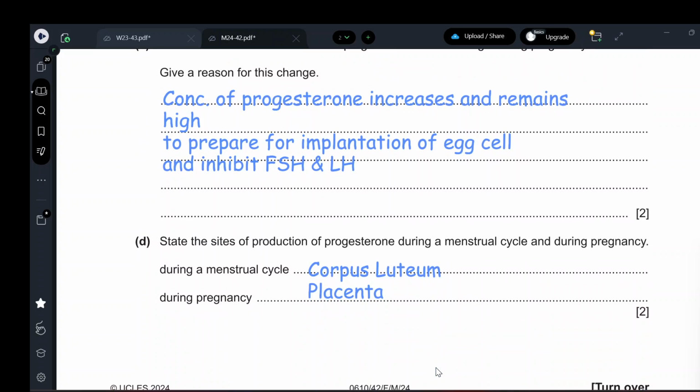State the sites of production of progesterone. This is what we were just saying. During the menstrual cycle and in the first 3 months of pregnancy, progesterone is secreted from the corpus luteum, which is the remains of the follicle after ovulation. During pregnancy, placenta and corpus luteum. I can still say corpus luteum because it secretes the hormone for the first 3 months.